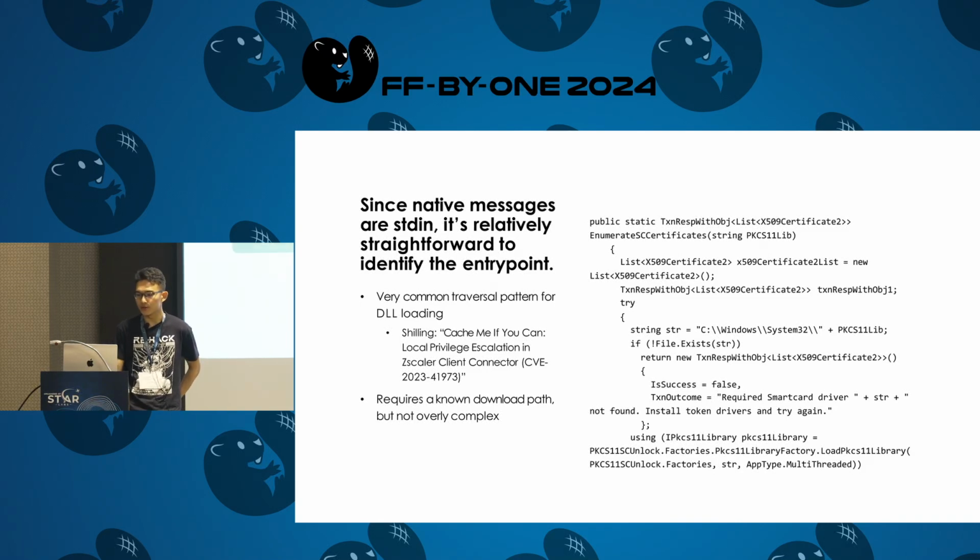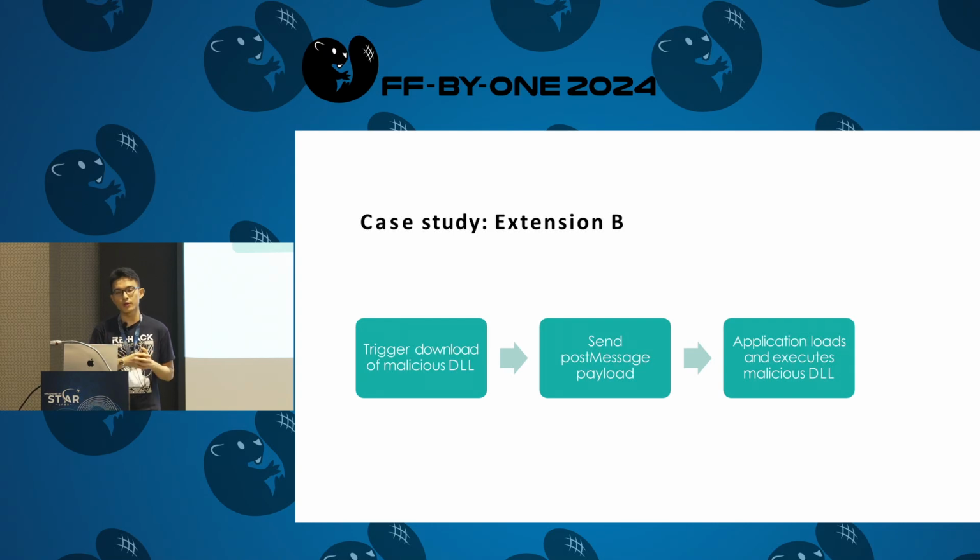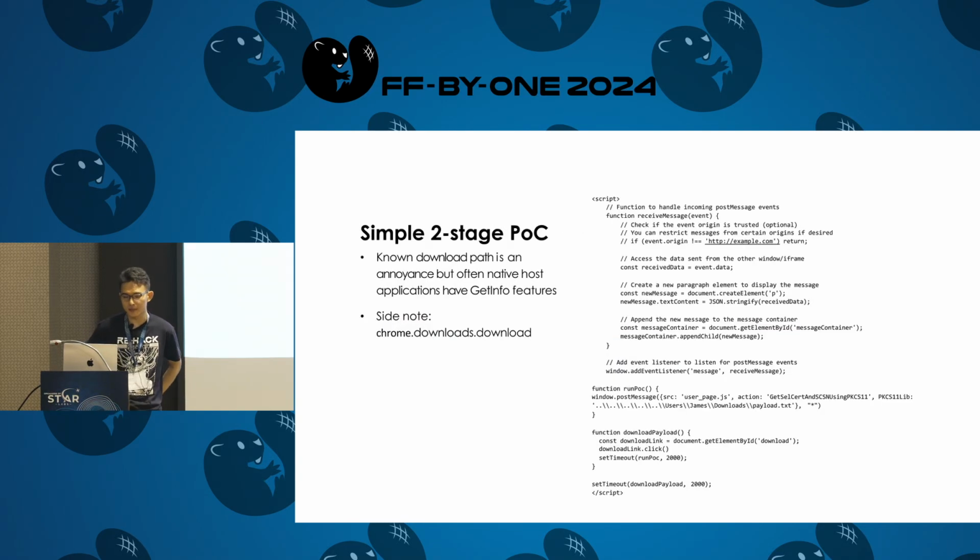So in this case, what do you need to do? You first need to trigger the download of the malicious DLL, and then send a postMessage payload that would then trigger the native host application to load and execute the malicious DLL. Standard, you can use DLL hijacking, but in this case, it's not DLL hijacking. So it's a simple two-stage POC, as I mentioned. The known download path is an annoyance, but often native host applications have very inexplicably weird features like get info or get username. You see some weird things in this space.